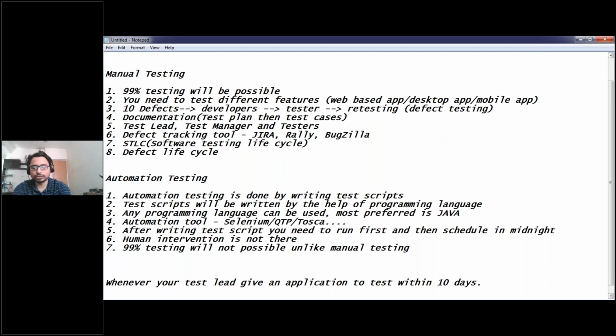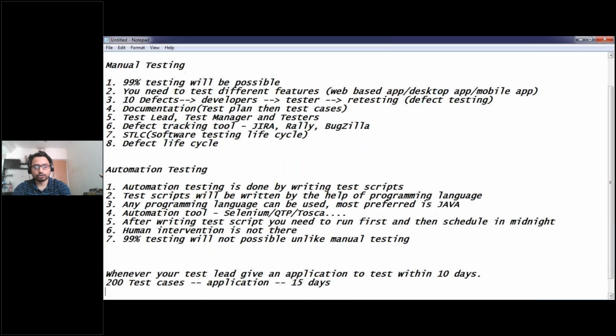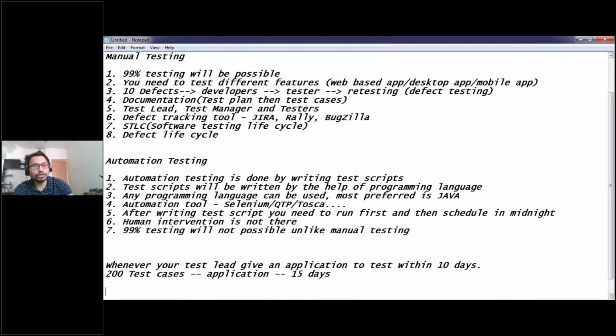Suppose you have written 200 test cases. I will explain test cases a bit later. Executing all 200 test cases in the application requires 15 days. Obviously, if you are taking 15 days, your lead will shout at you: I have given you only 10 days, so why do you require 5 more days? You can say, I only know manual testing, I only know how to write the test cases and execute those tests in the application, then only I will give you the quality product.